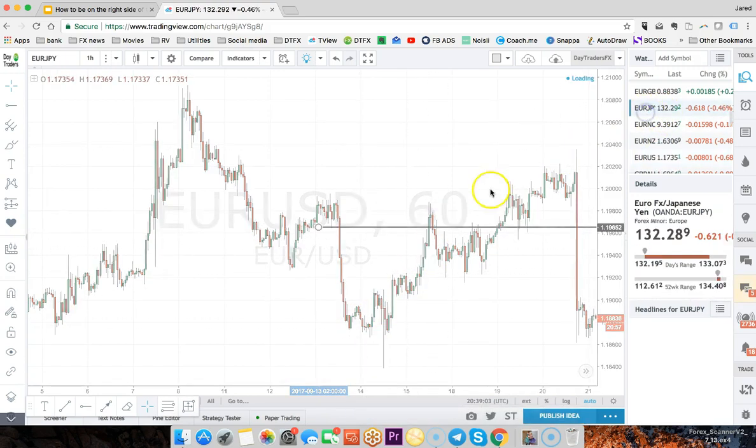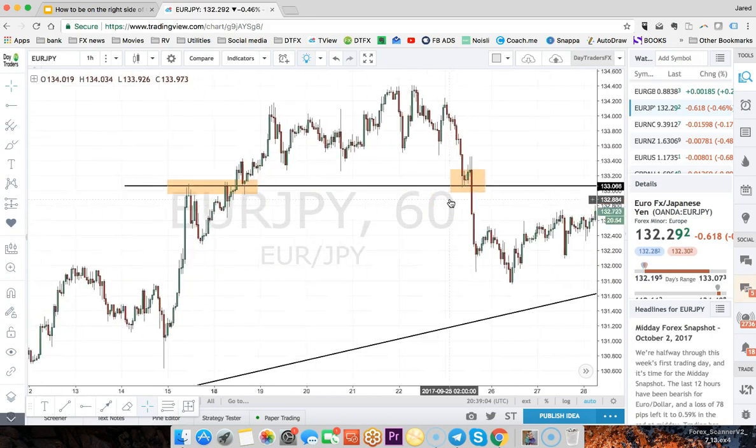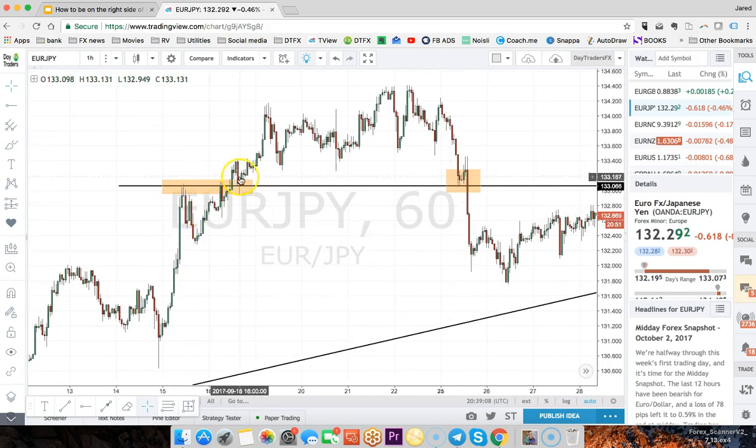Let's have a peek at, say, the euro yen. Euro yen's a great example. Euro yen had this nice little run up and it kind of hopped all around. And what happened? We had this big spike lower. Big spike lower right here. We had some big spikes lower here as well. And there's our little consolidation.